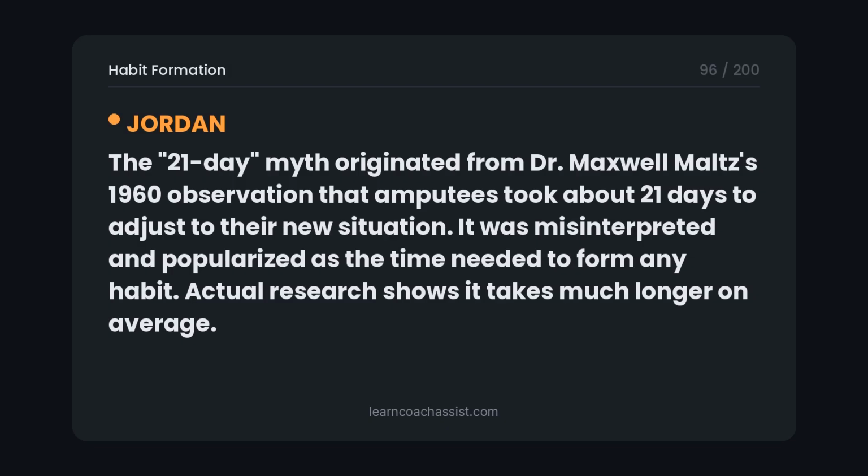The 21-day myth originated from Dr. Maxwell Maltz's 1960 observation that amputees took about 21 days to adjust to their new situation. It was misinterpreted and popularized as the time needed to form any habit. Actual research shows it takes much longer on average.